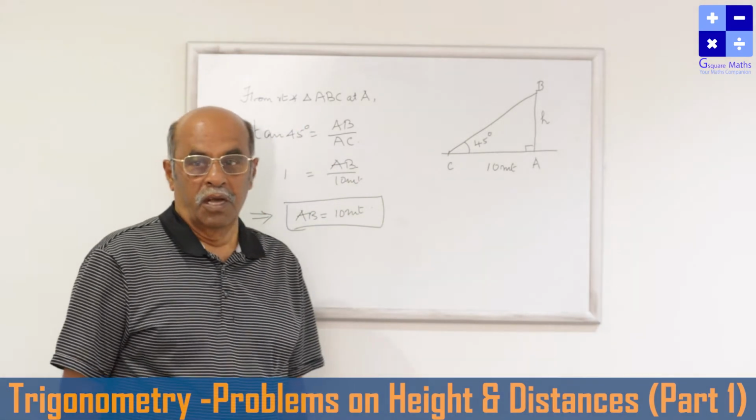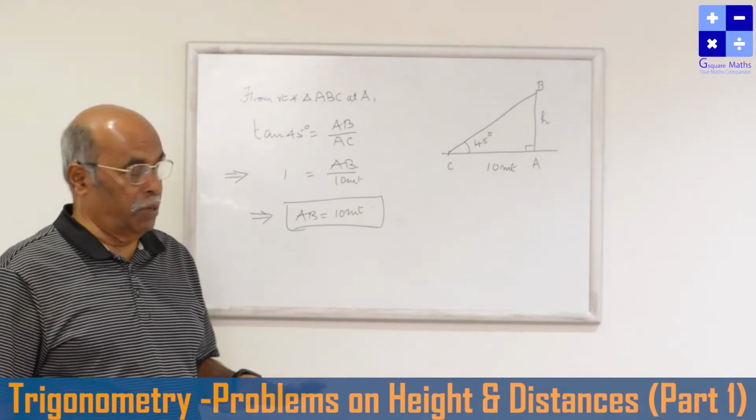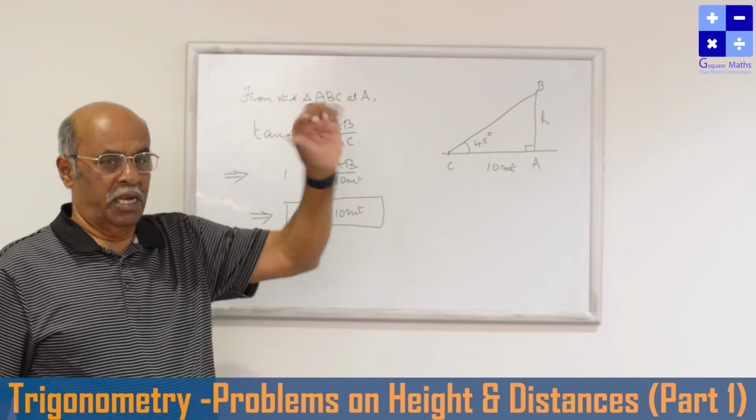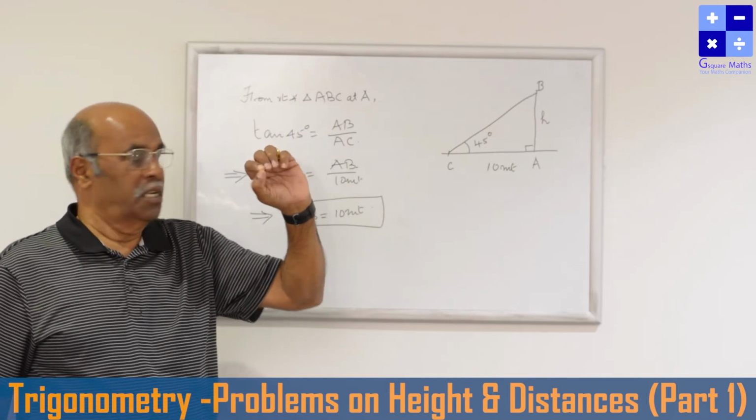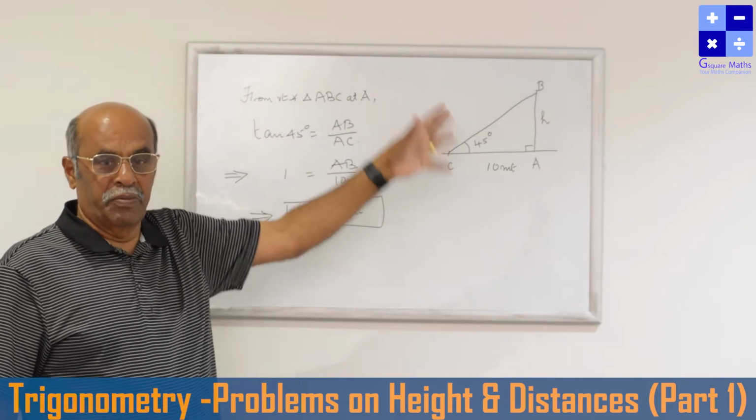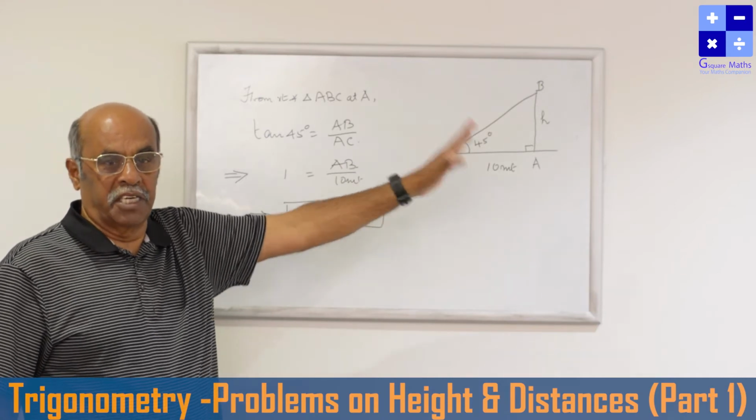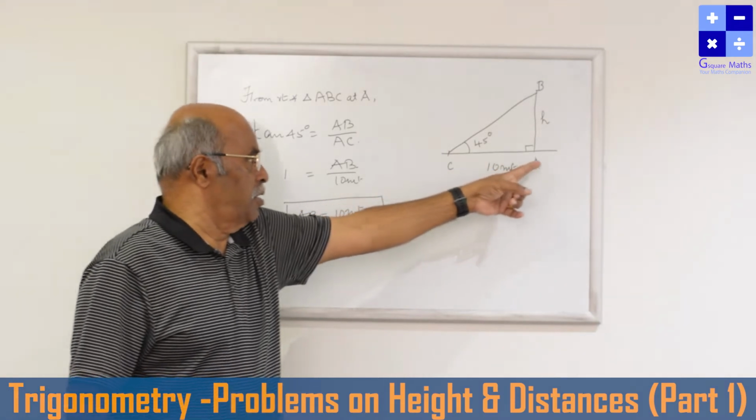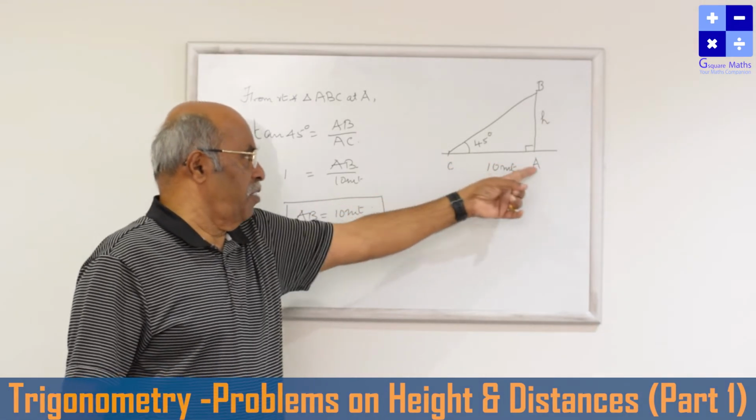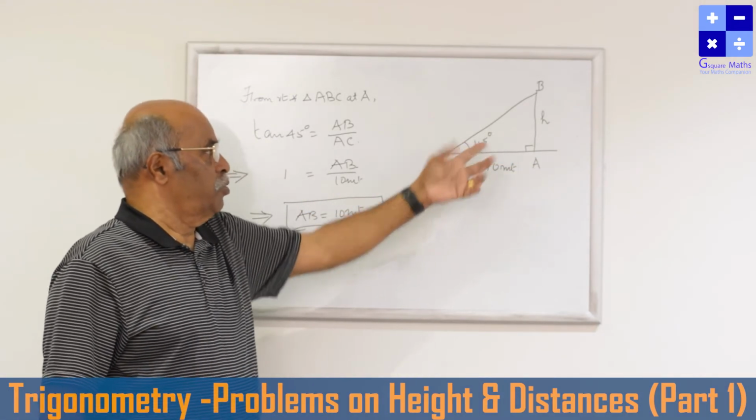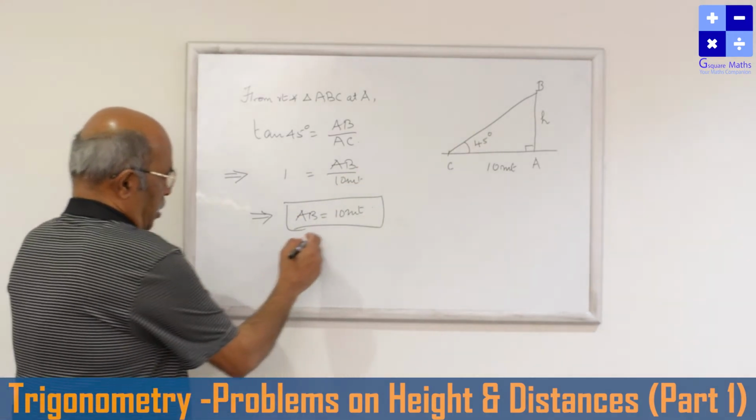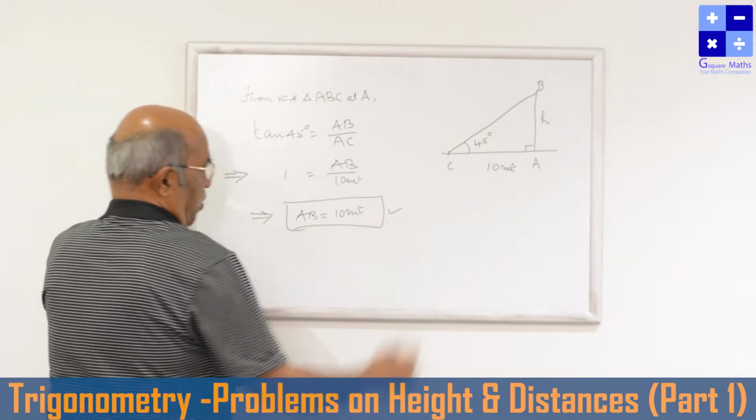Simple. The only thing is you have to understand the problem, draw a small picture, and write in very simple sentences what is what. That's all. Let AB be the tower whose height is H meters, and let C be the position of the man from the tower at 10 meters. So this is the height of the tower.